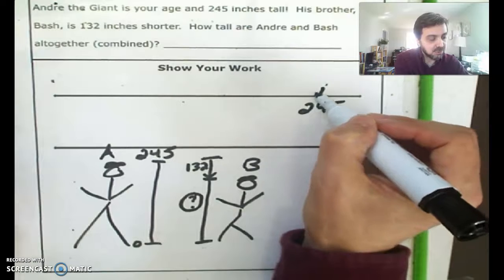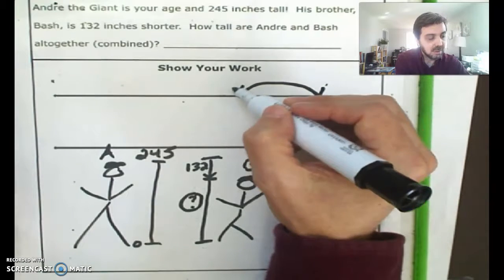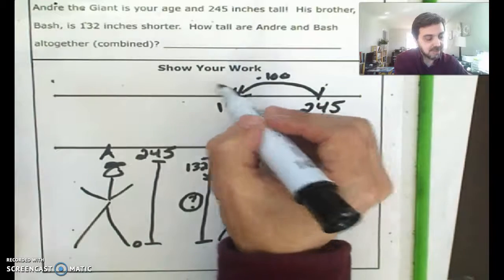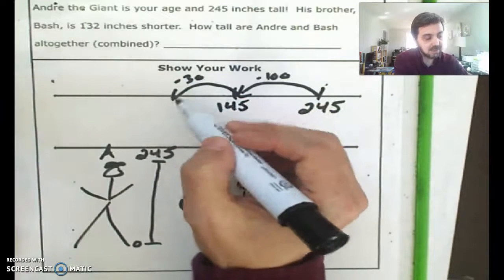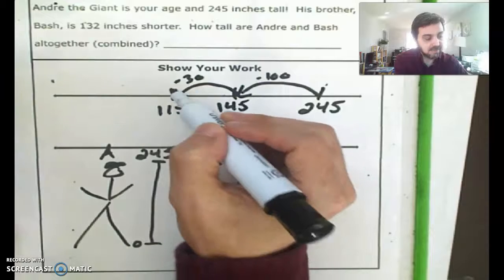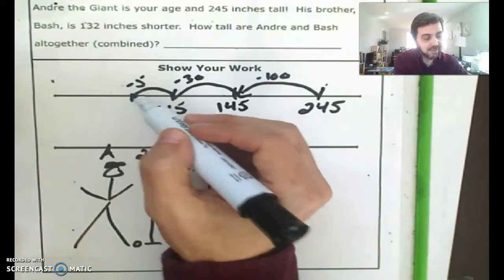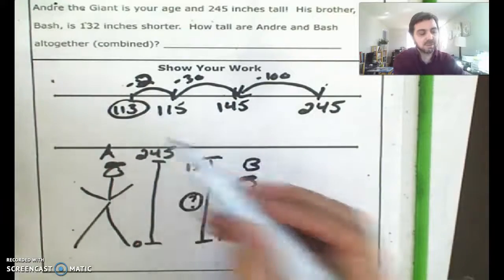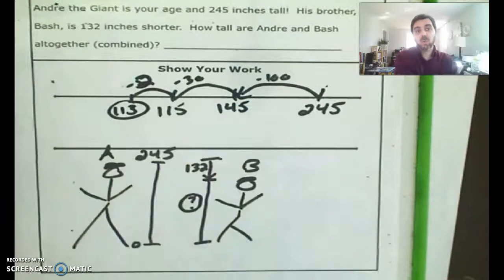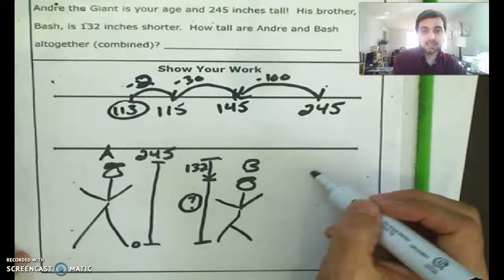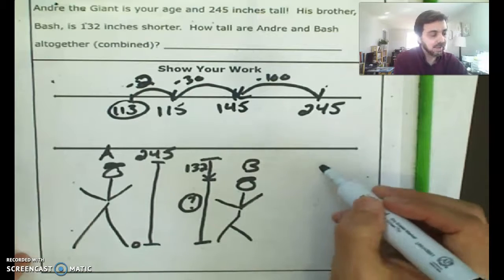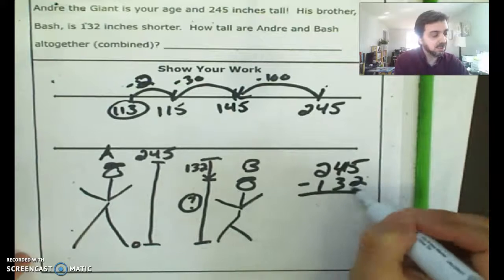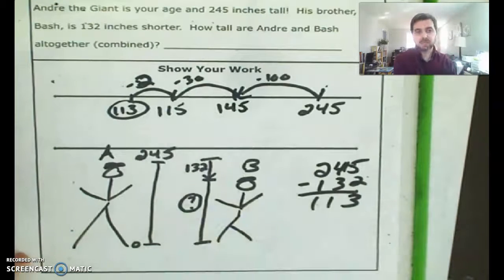So if I subtract 132, I subtract 100, that gets me to 145. If I subtract 30, that gets me to 115. And if I subtract 5, not 5, 2. If I subtract 2, I get 113 inches. Okay, so that's one way you could have done it. You could have just subtracted it like a normal way that you might do it, right? Just do 245 minus 132. That's probably the fastest way, right? 113, okay?